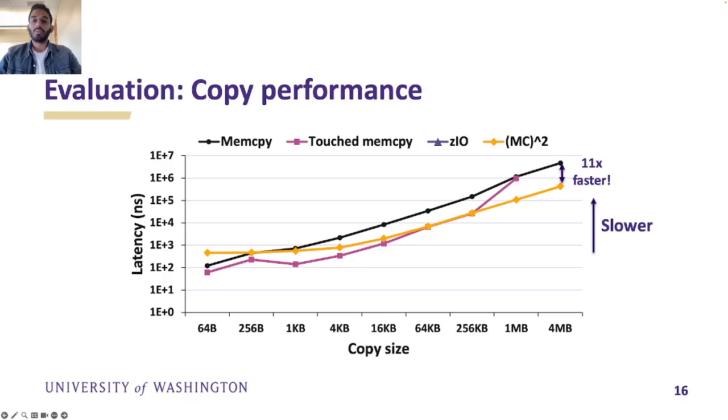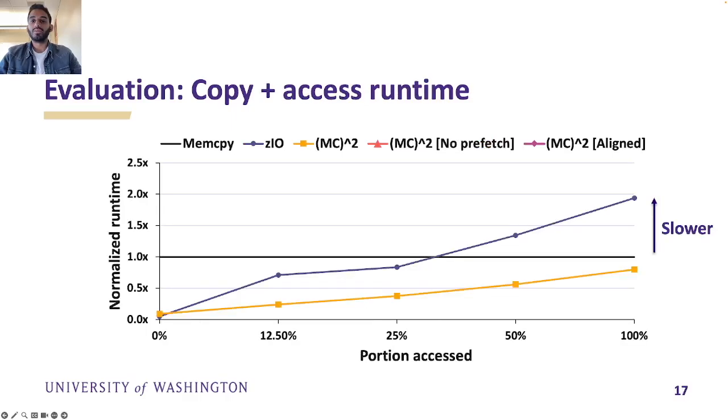Since Zio relies on page table manipulation, it only ran for copies at and above a 16 KB size. It has a high initial overhead due to page table manipulation and TLB shootdowns. Below 256 KB, MC-square outperforms Zio, and above this, Zio outperforms MC-square as MC-square relies on cache line flushing, which has its own overhead. Despite this, we shall see how MC-square still provides benefits at these sizes.